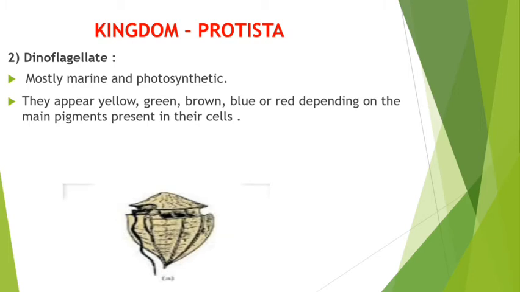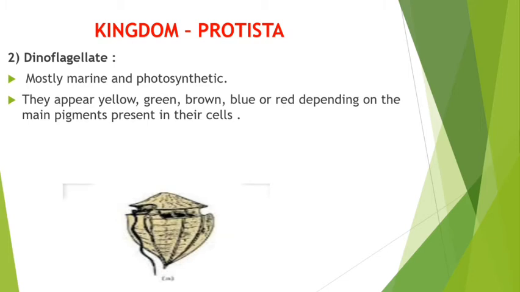Then the second character, my dear student: they appear yellow, green, brown, blue or red depending on the main pigments present in their cell. So they may appear yellow or green or brown or blue or red. This color is because of the main pigments present in their cell.